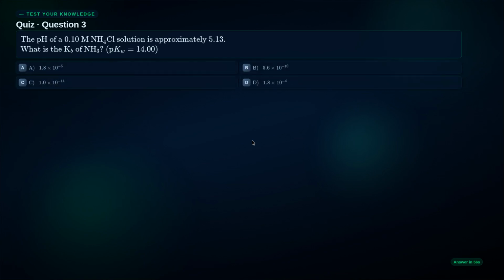Quiz question 3. The pH of a 0.10 molar NH4Cl solution is approximately 5.13. What is the Kb of NH3? pKw is 14.00. Option A, 1.8 times 10 to the negative 5. Option B, 5.6 times 10 to the negative 10. Option C, 1.0 times 10 to the negative 14. Option D, 1.8 times 10 to the negative 4. You will need to use the pH formula for acidic salts.